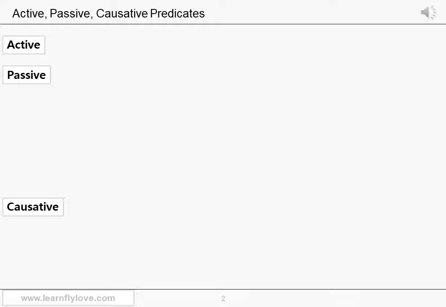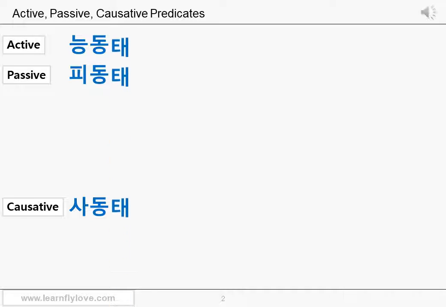First, active. Active is 능동. 능동 in Korean. Passive is called 피동. 피동. Or sometimes 수동. 수동 in Korean. Causative is called 사동. 사동. 사동 in Korean. You don't have to remember the terms, but if you can, it will be great.